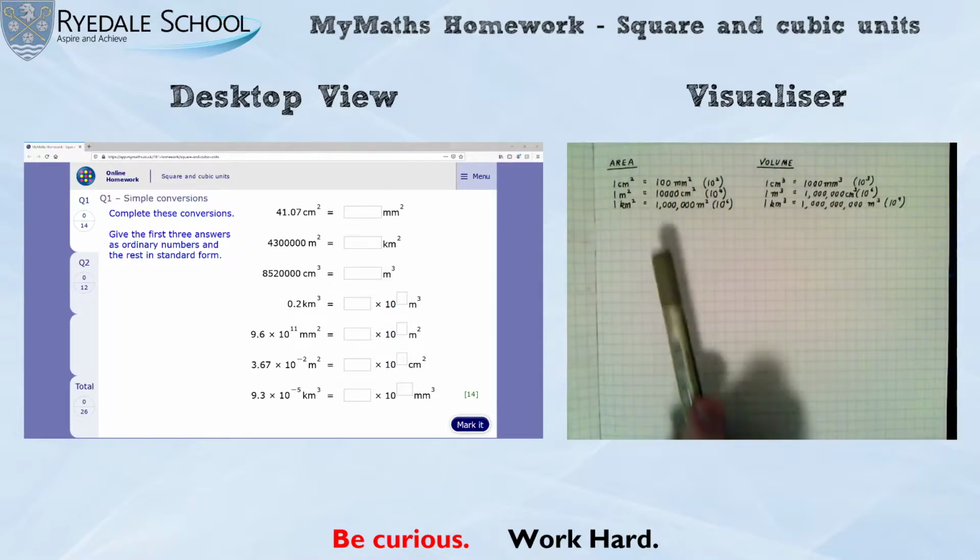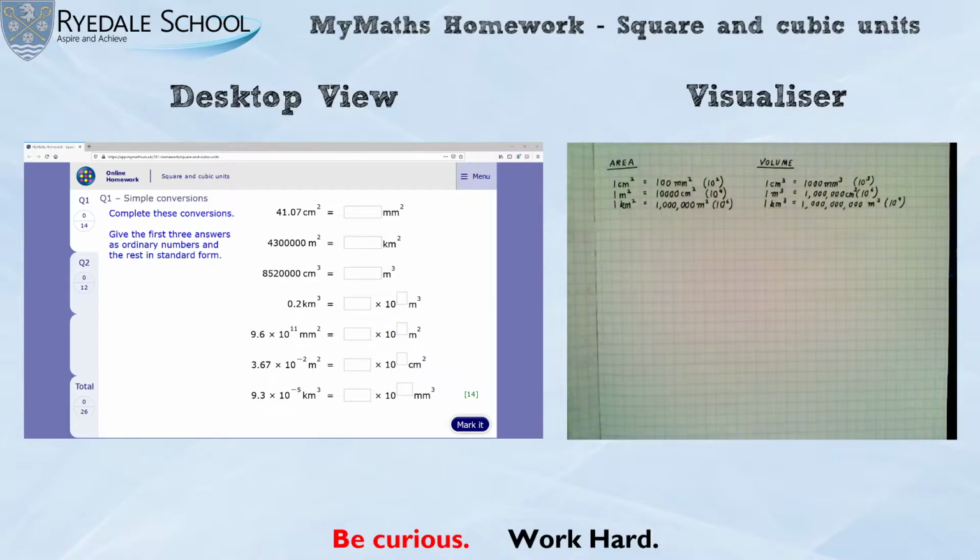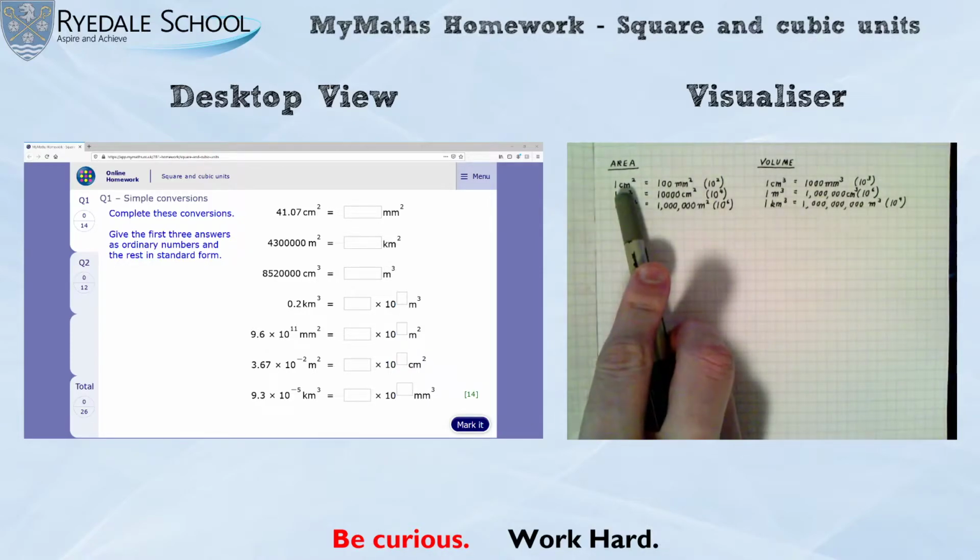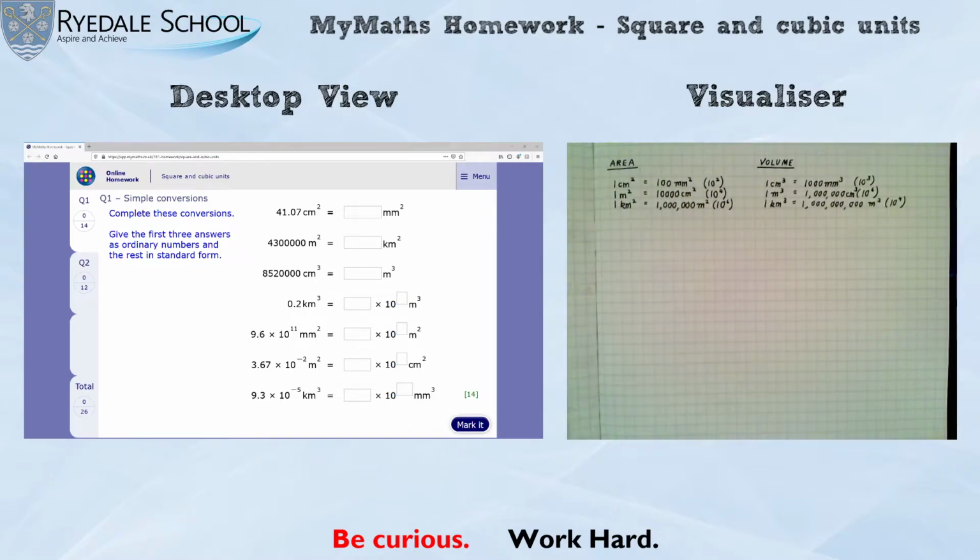Now, one thing you'll already notice that I've done straight away before I start is I've written down some of the most common conversion facts moving from square units or cube units. So, for example, I've written down 1 centimetre square is 100 millimetres squared. And certainly the video that you've already seen should be able to explain why 1 centimetre square, which is 10 millimetres by 10 millimetres, is 100 millimetres squared.